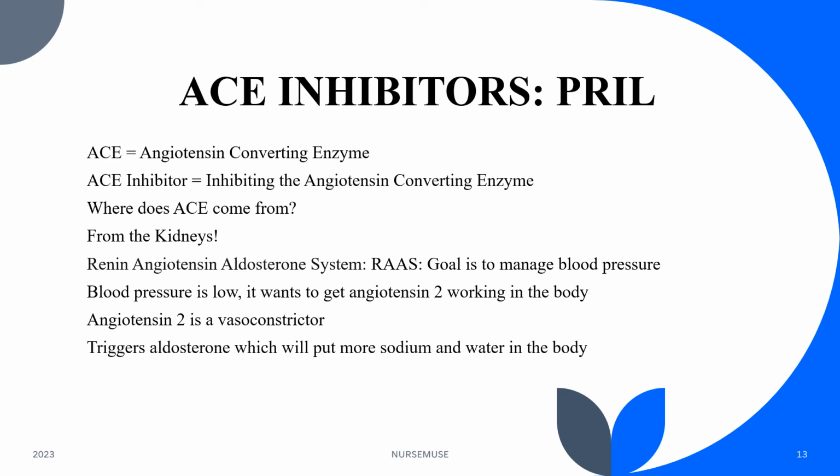Remember, when the kidneys feel like they don't have enough blood flow, they're going to activate the RAS system. And the whole goal in activating the RAS system is to produce angiotensin 2 because it's a vasoconstrictor. So we want to constrict those arteries and veins. We want to keep the sodium and water to increase our blood volume. So that's the whole goal of activating the RAS system.